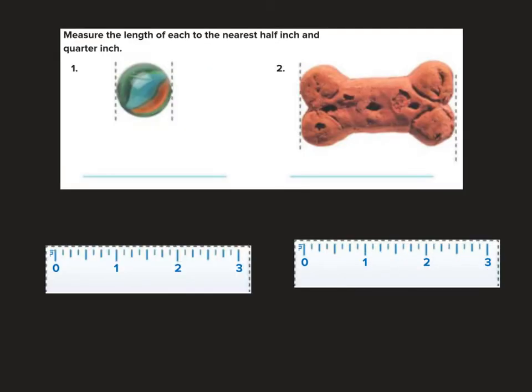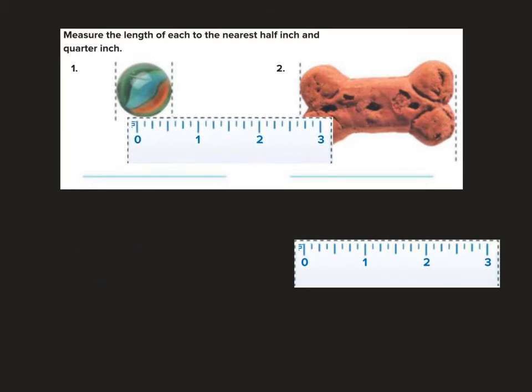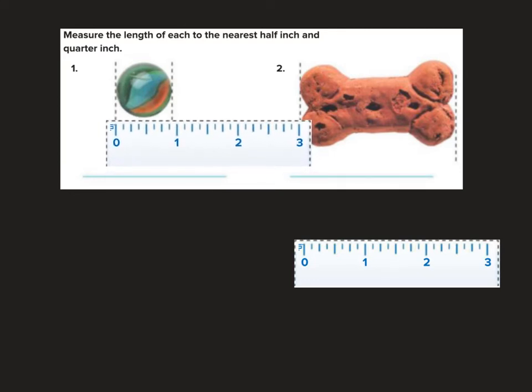Okay, measure the length of each to the nearest 1/2 inch and 1/4 inch. So notice I'm not going to line it up at the end. I'm going to line it up at the 0. Okay, so if we're looking at the nearest 1/2 inch, this would be 1/2 inch, and this would be 1, right? This would be 1 1/2, 2, 2 1/2, 3, and so on. So let's see, is this closer to 1/2 or 1? It's closer to 1 inch. Okay, so that's to the nearest 1/2 inch.